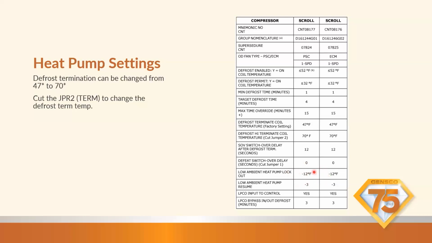And if it does drop below -12, say it goes to -13 and warms back up, say it only gets up to -5 or -8, it will still be in a lockout until it gets above -3. So it's not like a 1 degree, there's like a 9-degree deadband there. Once it crosses -12, it will not come out of that lockout until we get above -3.